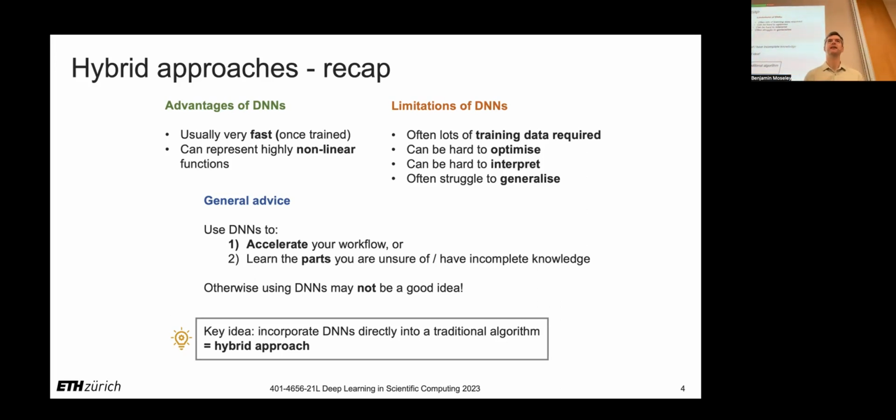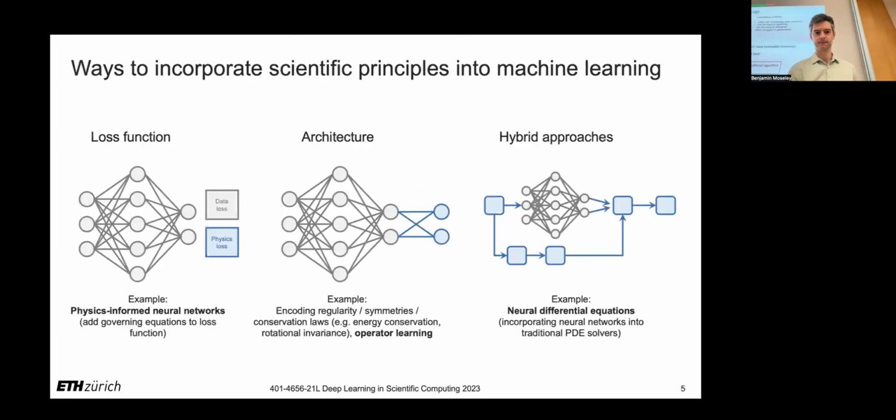So if we take this hybrid approach where we're blending in machine learning for the parts that we either want to speed up or that we're not sure about in our traditional algorithm, generally this could perform much better than a more naive data-driven approach. Yeah, and so this is the slide we keep coming back to. These hybrid approaches are just one way of thinking about putting scientific principles into machine learning algorithms. The other ways are to change the loss function or to change the architecture.